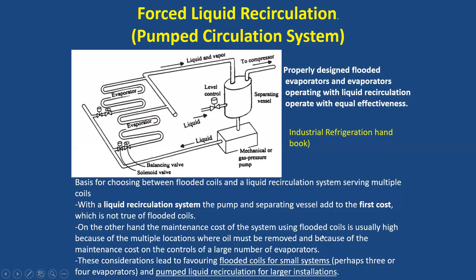Using flooded coils is usually high because of multiple locations where the oil must be removed. And so maintenance cost obviously is more in flooded evaporator. These considerations lead to favoring flooded coils for small systems, perhaps 3 or 4 evaporators, and pump recirculation for large installation. So if the flooded evaporator is designed properly, we can use flooded evaporator for 3 to 4 evaporator coils.